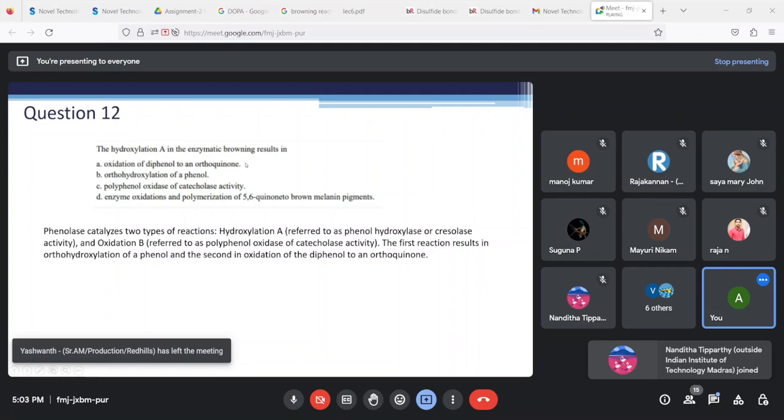So there are two kinds of reactions that happen, hydroxylation and oxidation, and according to that, you will have a different product forming, and ultimately this will lead to melanin pigments. So these are the two kinds of reactions that phenolase catalyzes, resulting in a browning reaction. So the answer for this: the hydroxylation causes the hydroxylation of phenol. It's very straightforward here. So the answer is option B.